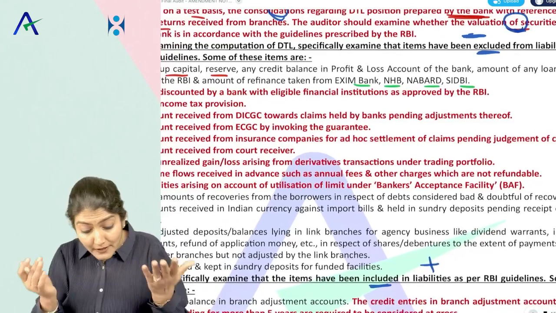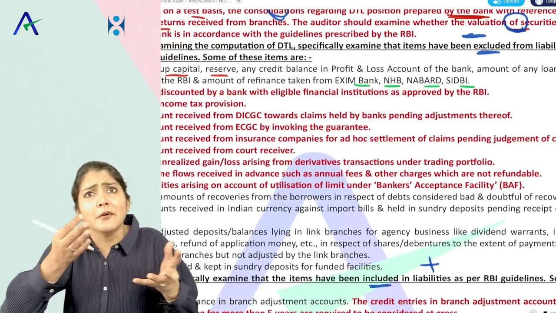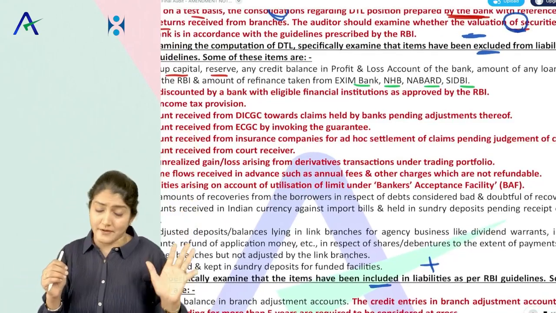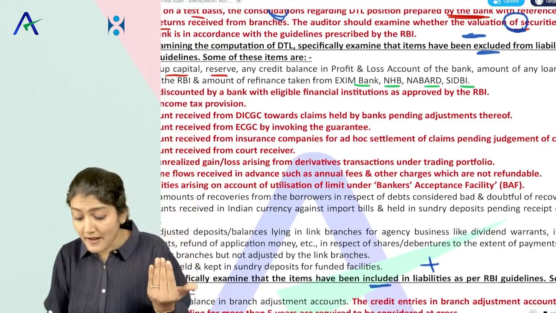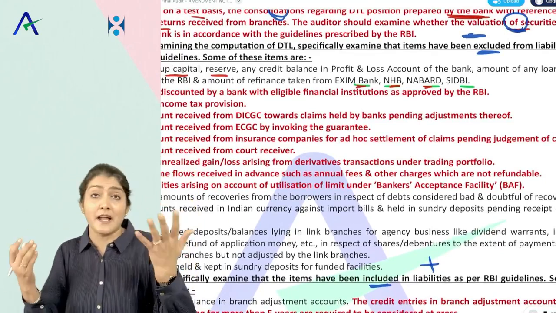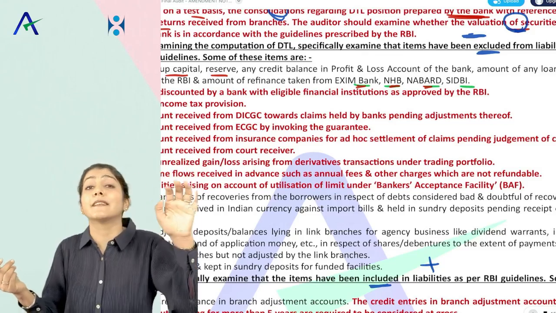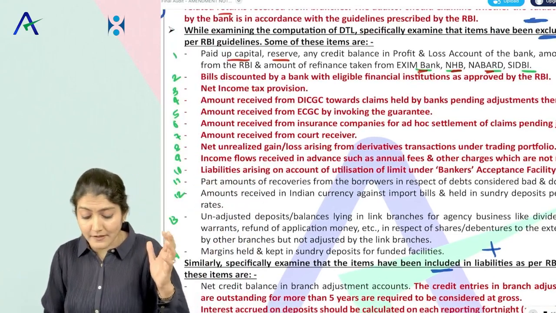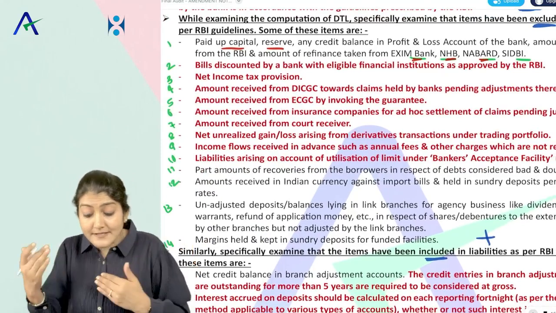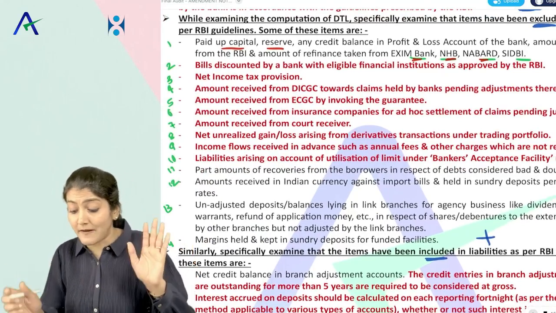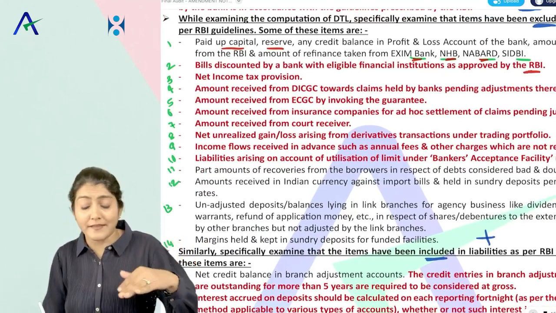Amount of any loan taken from the RBI, is it to be included or excluded? It is to be excluded. Then any amount of refinance taken from Exim Bank, NHB, NABARD, SIDBI, is it to be included or excluded? Tell me. It is to be excluded. Right? It is to be excluded. Okay. Then bills discounted by eligible financial institution as approved by the RBI.